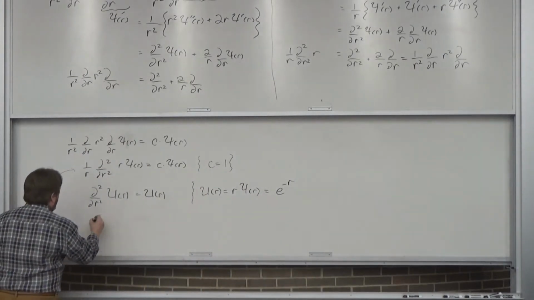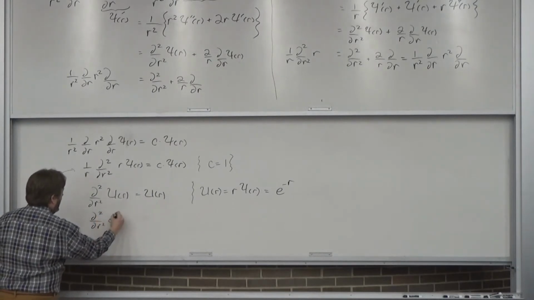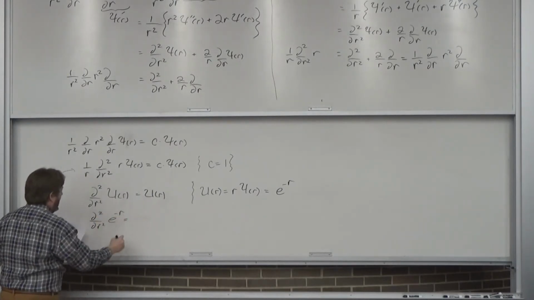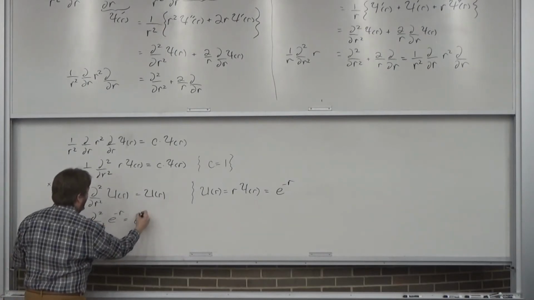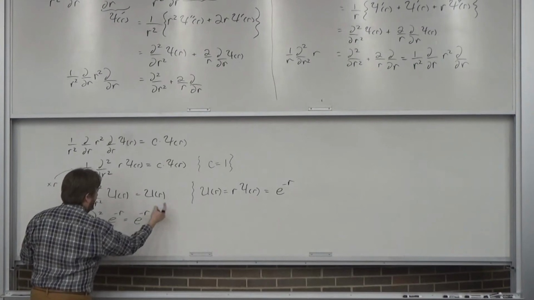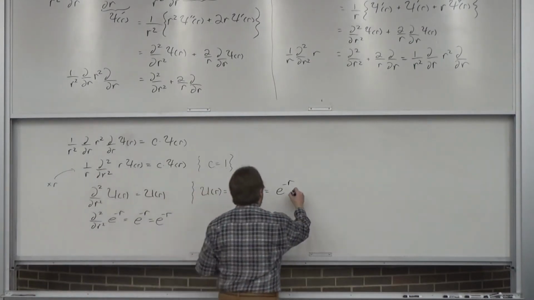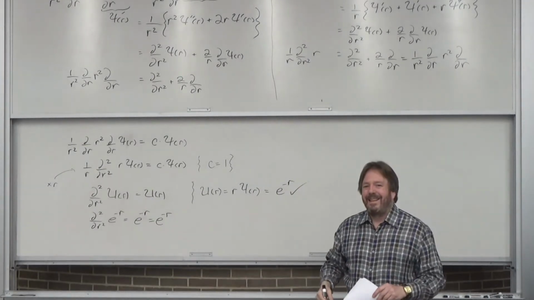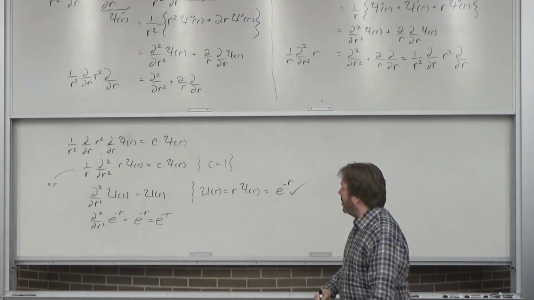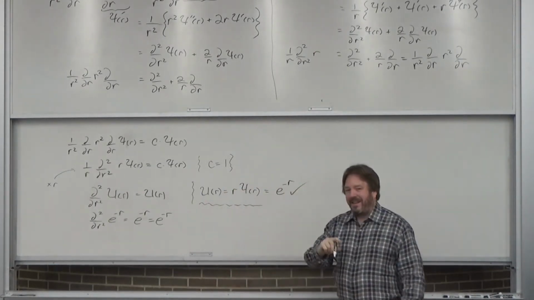Okay, double derivative. The derivative of e to the minus r is minus e to the minus r, and the second derivative is e to the minus r, which is equal to e to the minus r. All right, so that works. So there you go, you've solved it. Actually, you haven't solved it, you're close. Remember, this is tricky.